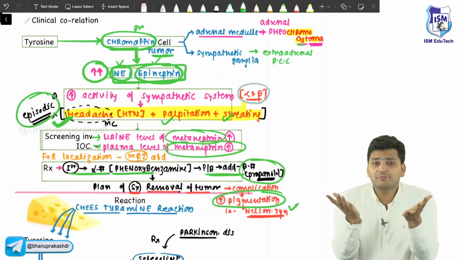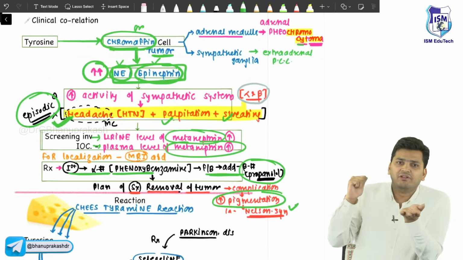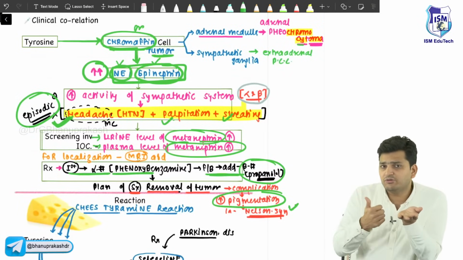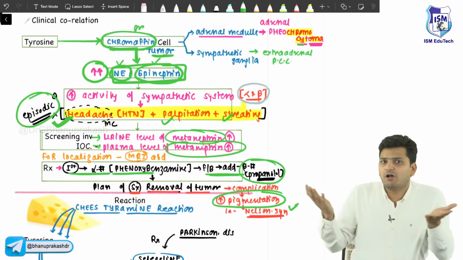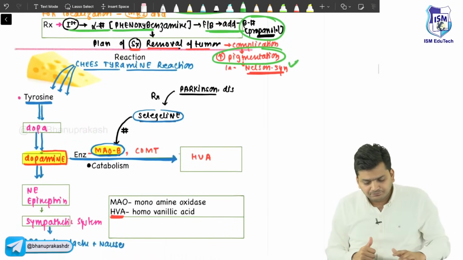And how is it related to biochemistry? It's pure biochemistry that norepinephrine and epinephrine, whenever they are in excess, are synthesized from tyrosine. Whenever they are in excess, when they break down, which molecule is made? Metanephrines. Let's go to the next one.